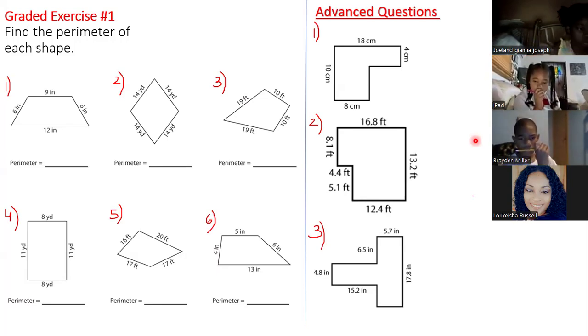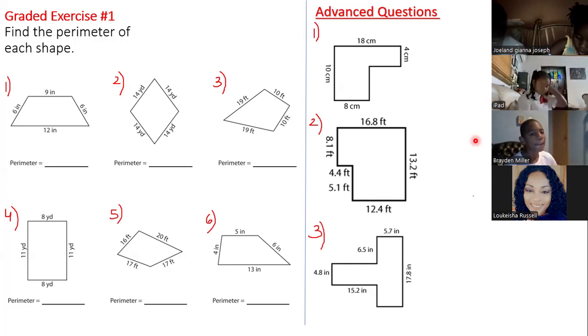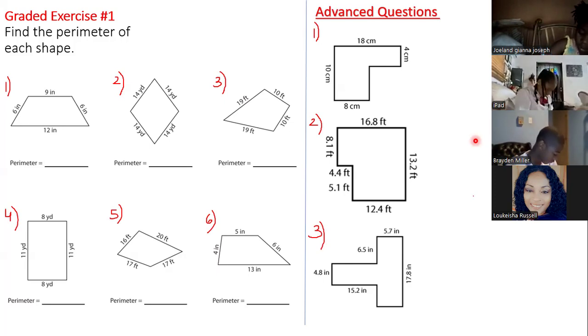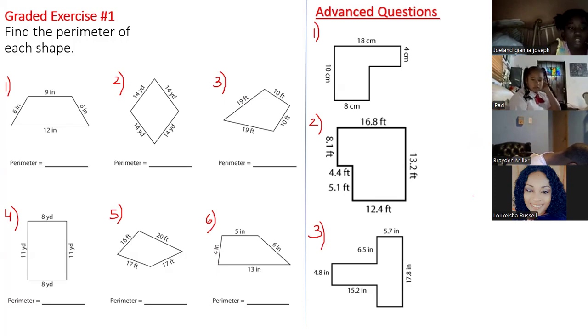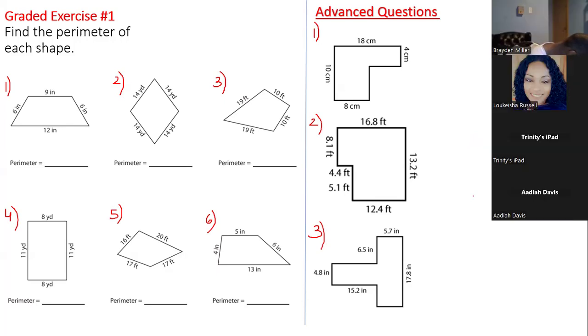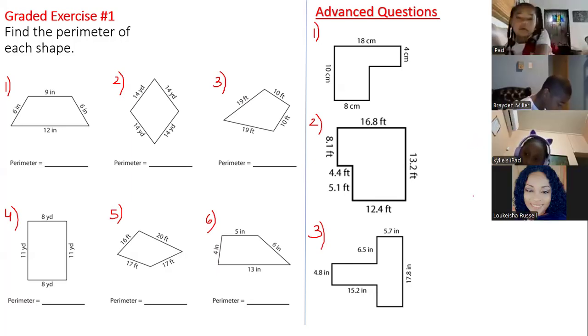Now, if they don't have the side length, then you have to find out what that side is by using context clues. For example, a rectangle. Exactly. Madeline, I just wanted to ask if you finished. Okay, take a picture of your work and send it to me, Madeline.